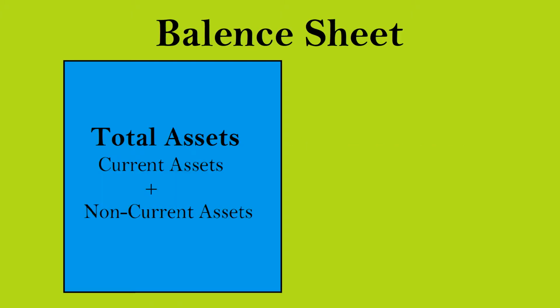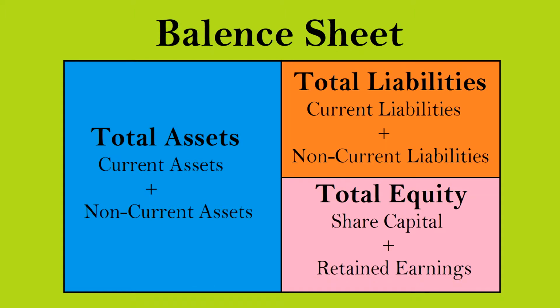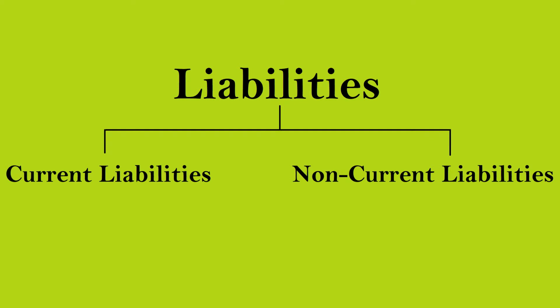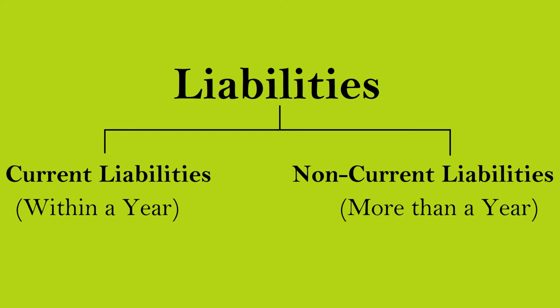In the last video we saw assets, a part of the balance sheet, and in this video we are going to discuss liabilities and equity, another part of the balance sheet. First, liabilities. Liabilities are of two types: one is current liabilities and the other is non-current liabilities. Current liabilities are for within a year and non-current liabilities are for more than 1 year.